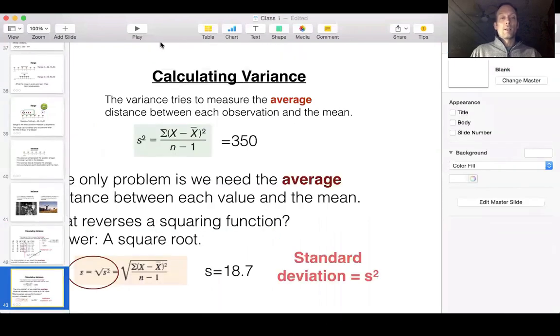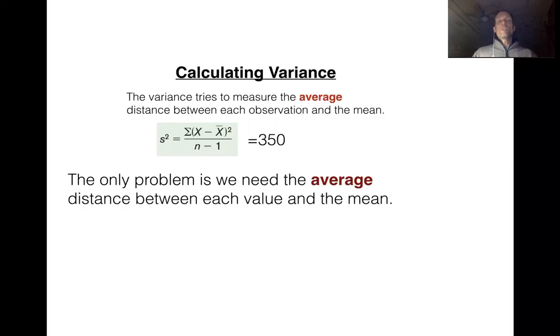Here's our next slide. Okay, so originally, remember, when we set out, all we wanted to do was calculate the average distance between each observation and the mean. Keep it nice and simple. And now we have the average squared distance between each value and the mean, which is not what we want. So how do you get rid of the average square distance?